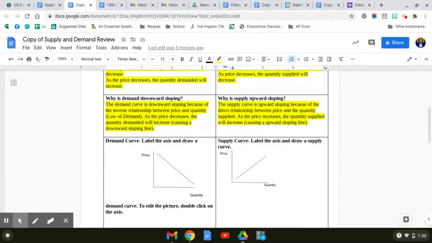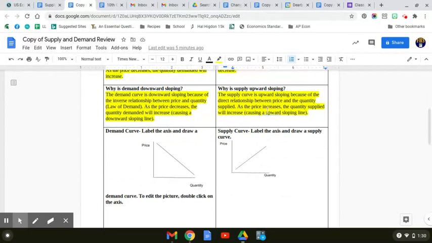And then looking at our graph and our explanation. So for your graph, again, you should have labeled price on the y-axis, quantity on the x-axis, and you should have that upward sloping line. And then the supply curve is upward sloping because of that direct relationship between price and the quantity supplied, as we stated in the law of supply. So on the graph, you can see as the price increases, the quantity supplied is also going to increase. And again, that goes back to the idea that businesses are out to make as much money as possible. So their goal is to sell the item at the highest price possible for the most quantity possible.